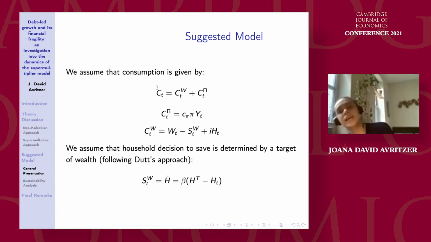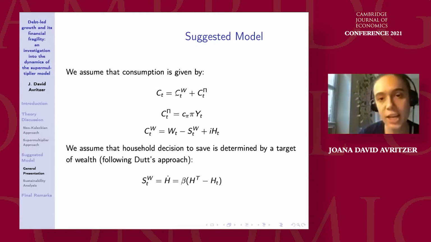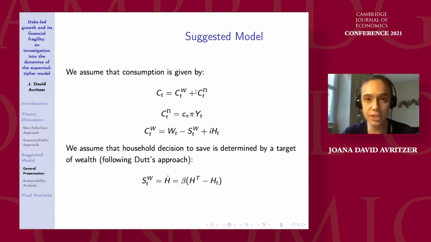Consumption is divided into workers' consumption and rentiers' consumption. Rentiers' consumption is fully explained by their income, so they only consume out of income, but workers' consumption is allowed to go beyond their current income, because they are allowed to either save or dissave, so get into debt in order to consume. So workers' consumption is explained partially by their income, but also by a savings or debt decision, depending on whether this is positive or negative.